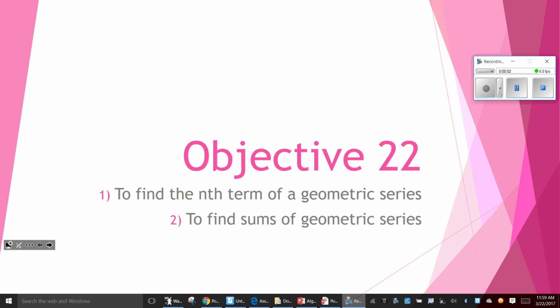So this is going to be objective 22. We are going to find the nth term of a geometric sequence, and we are going to find sums of geometric series. And I think I made a typo on there. That actually should say geometric sequence, the nth term of a sequence, and then the sum of a series, because when we see series, what we're talking about is the sum, what you get when you add all the numbers together in the sequence. So I'll need to fix that.